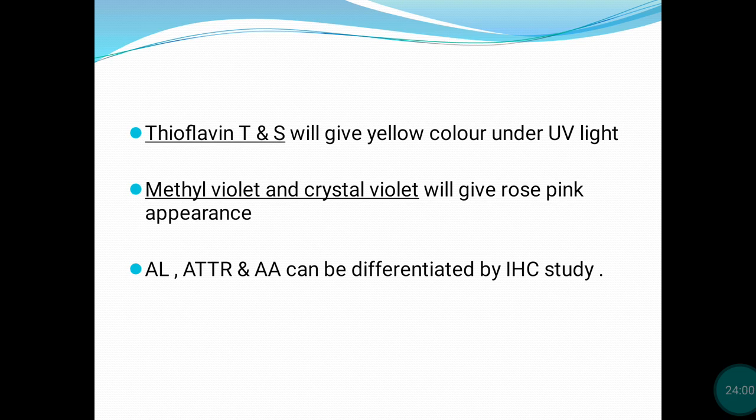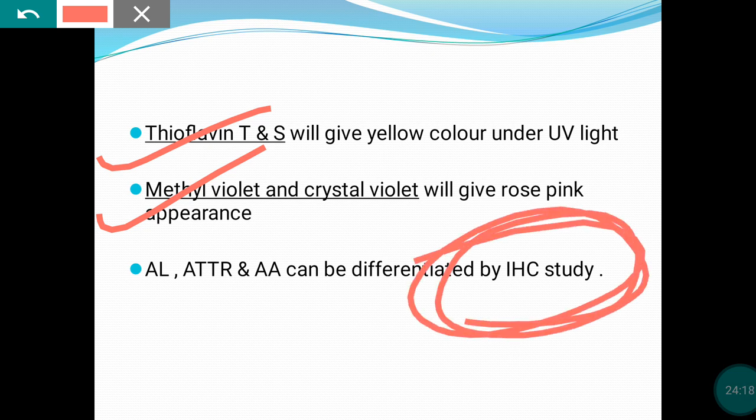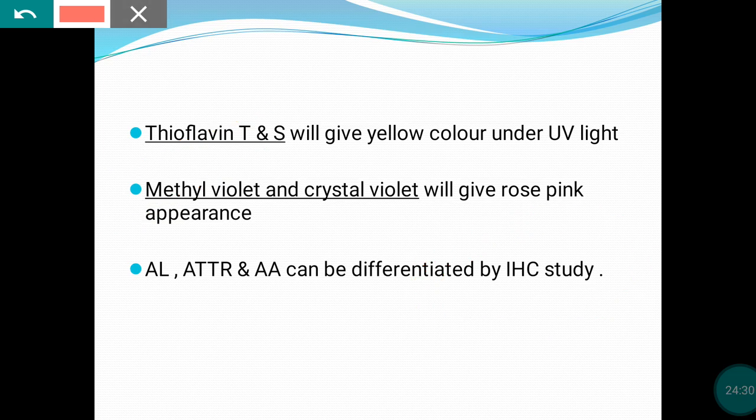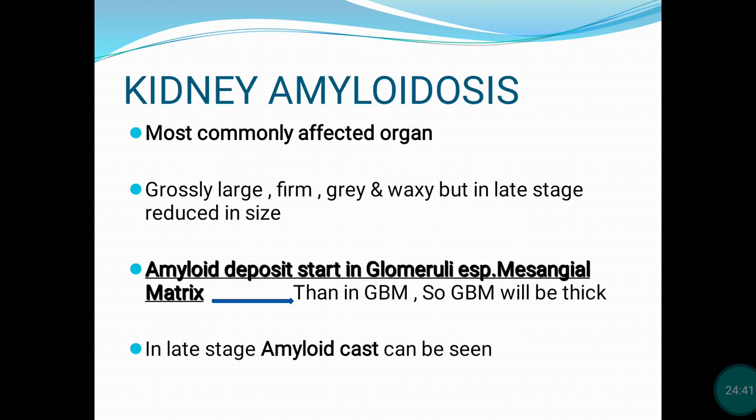Now if you stain the amyloid with thioflavin T and S, then it will give a yellow colored stain under UV light. If you stain with methyl violet and crystal violet, then the color will be rose pink. You can also perform immunohistochemistry to differentiate between the amyloid light chain associated protein and the TTR protein. In immunohistochemistry, the antigen-antibody reaction principle is used, which is labeled with a chromogen. So you can do the IHC study as well. I have taken this figure from the Robbins book, which is a very good book for studying pathology.